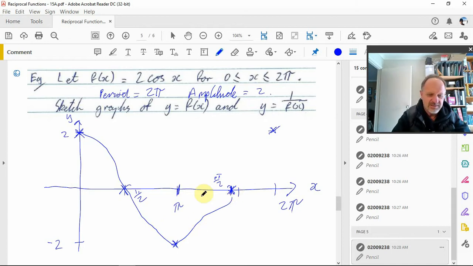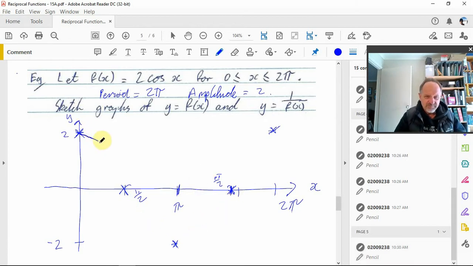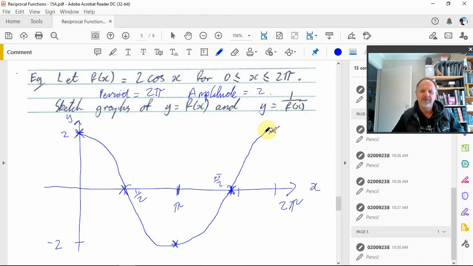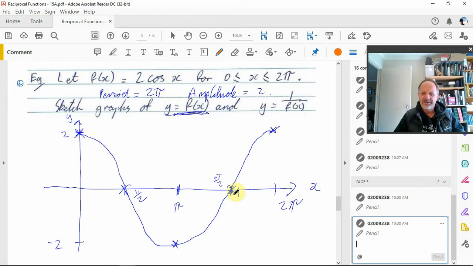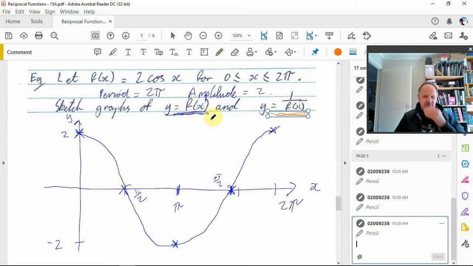Let's get rid of that. No, that's not too good either, but anyway, that's the best I'm going to be able to do, I'm afraid. All right, so there is our f(x). So y equals f(x) is this one. Now we're asked to draw the reciprocal as well. So key things: when f(x), which is in the orange, is equal to 0, which is here and here, is where we have asymptotes.